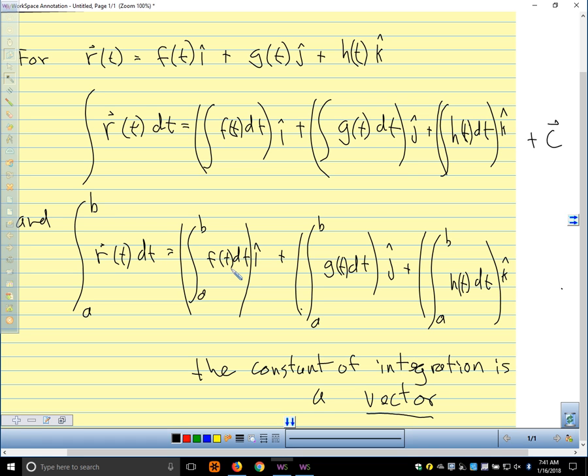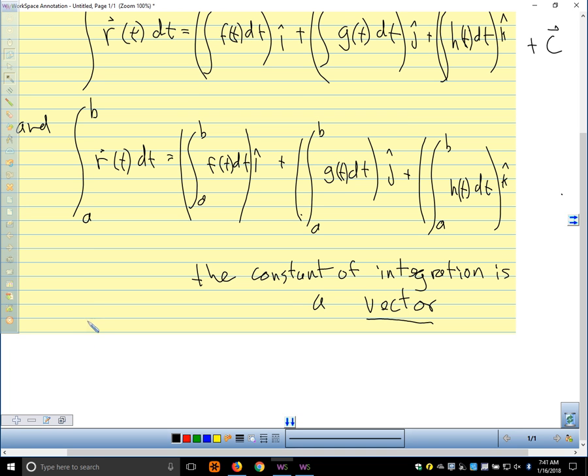And for a definite integral, we would have initial and final conditions. That's what's going to determine our constant of integration. So be careful. We can write the integral of r of t dt equals capital R of t plus c, where capital R prime equals r. We have to be careful because our constant of integration is a vector constant.